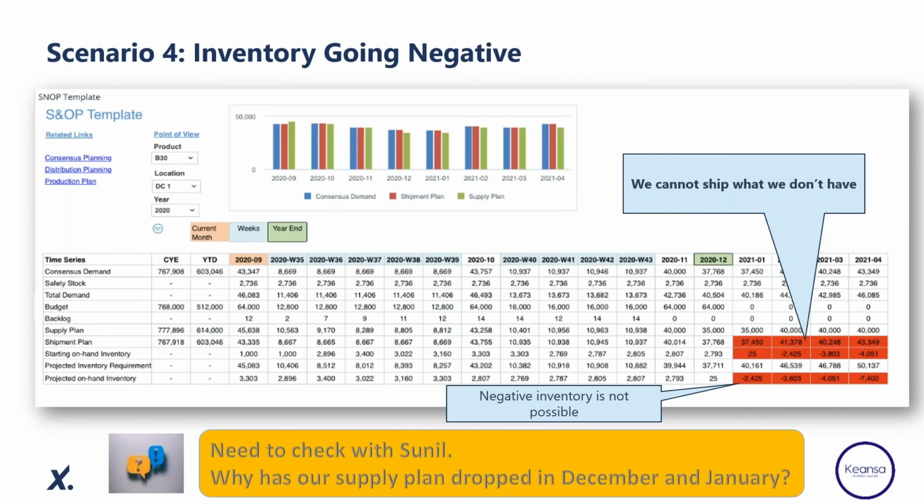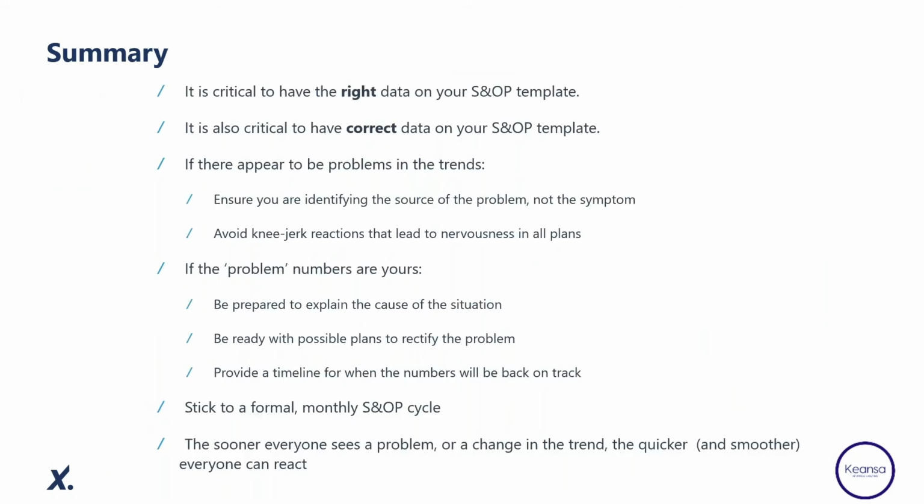So that's the end of our scenarios. I hope you got an idea of what sort of discussions go into an S&OP meeting. In summary, it's critical to have the right data on your S&OP template, and it's critical to have correct data on your S&OP template. And again, once you get an S&OP process going, you've got to make sure that people stick with it. And if the data is not correct, people are going to stop using it.